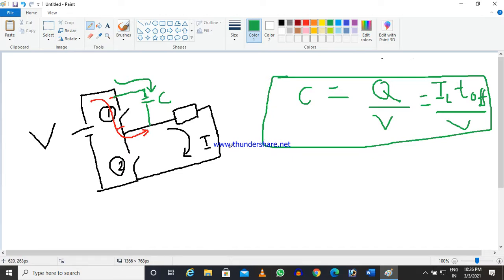Now the question is, okay, it's fine, the problem during switching off of the device I have solved. Now again, when the switch is closed, the capacitor, at whatever voltage it is charged, will try to discharge through this path.